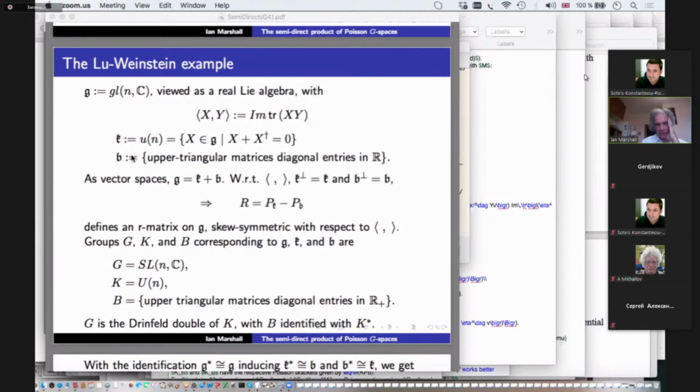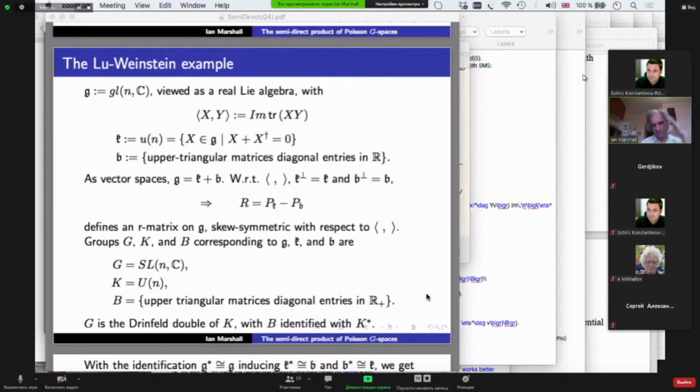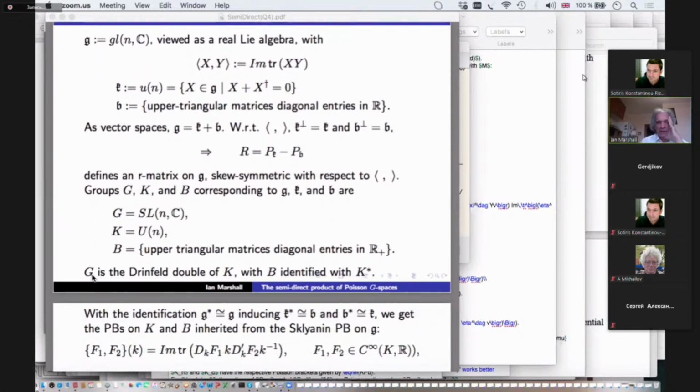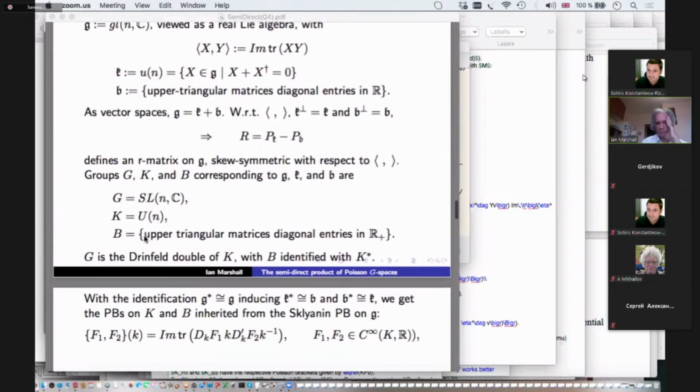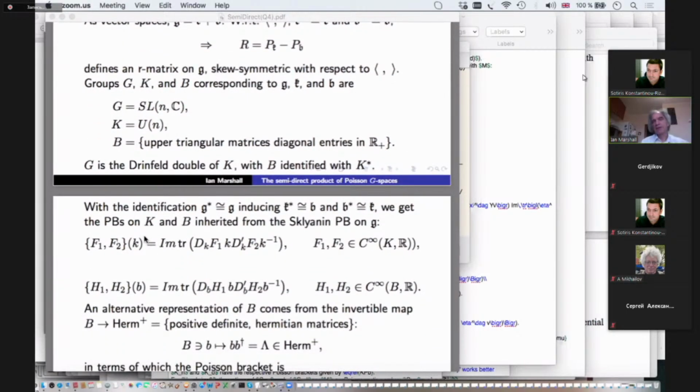The group associated with this Lie algebra is the unitary group, and the group associated with this Lie algebra is the upper triangular matrices with diagonal entries in R plus, because if you exponentiate a real number, you get a positive real number. So now the interpretation, as I mentioned, is that this group here is interpreted as being the Drinfeld double of K, and B is interpreted as being the dual group of K. And as I promised, these are in turn Poisson Lie groups with Poisson brackets inherited from the Poisson structure on G by the Sklyanin Poisson brackets.